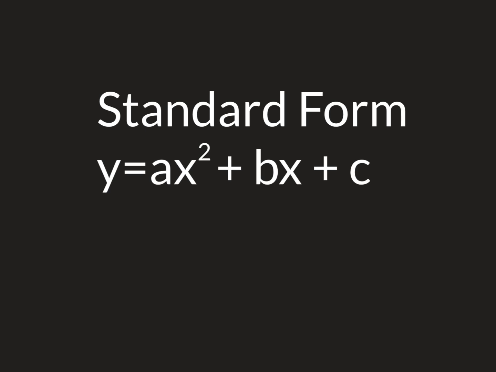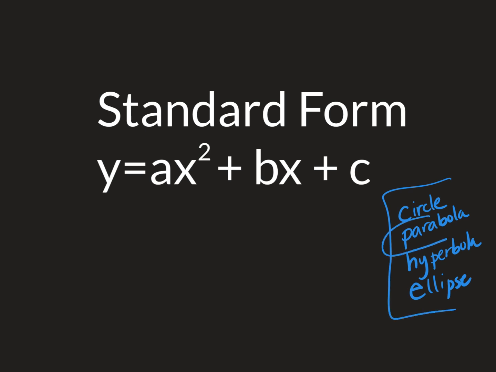The 4 quadratics are circle. I'm going to write those down. Circle, parabola, hyperbola, and ellipse. So those are the 4 quadratics. This one is a parabola. All of these have a largest exponent of 2, and we're working with just parabolas.